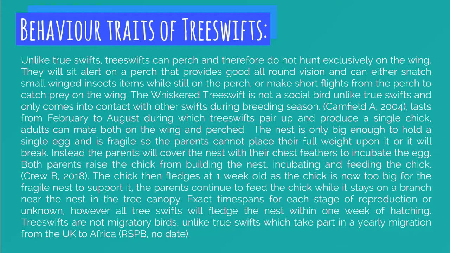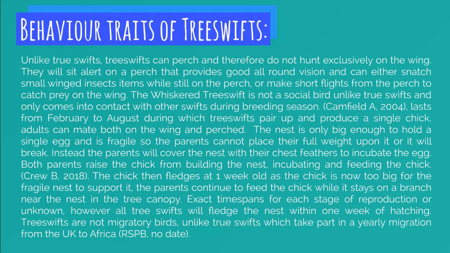The whiskered tree swift is not a social bird, unlike true swifts, and only comes into contact with other swifts during breeding season. This lasts from February to August, during which tree swifts pair up and produce a single chick. Adults can mate both on the wing and perched.